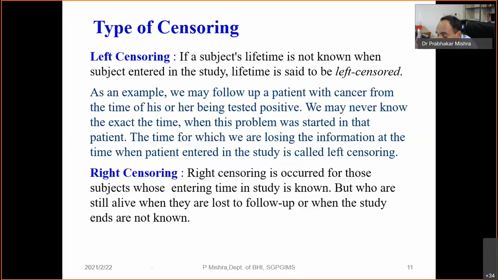So because that patient was diagnosed today as a cancer patient, it means on or before today, when the patient developed the cancer, this data is unable to be found, and that duration is called left censoring. Whatever the previous duration before today, that is called left censoring. Then the other one is right censoring.